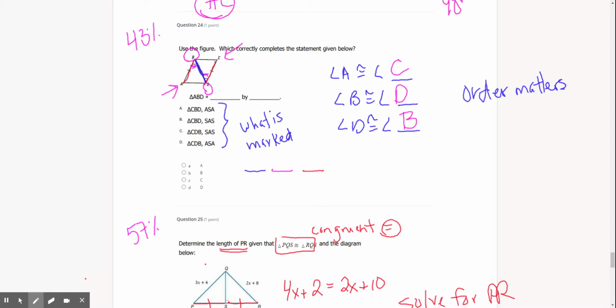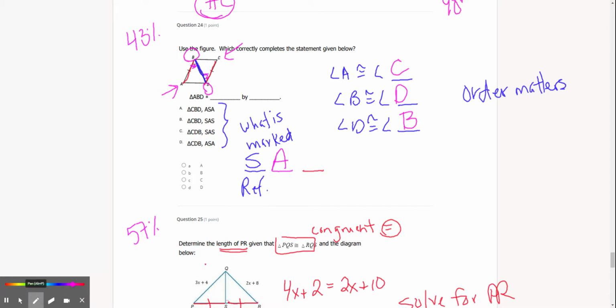And then what's marked in blue? A side or an angle? So the blue is where they get smushed together. So that's a reflexive side. And then B is marked, right? B and D, those are angles because of the parallel lines, or because they're just marked, right? They're just marked, alternate interior.